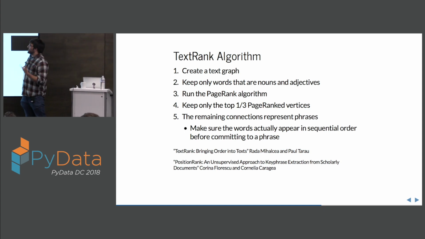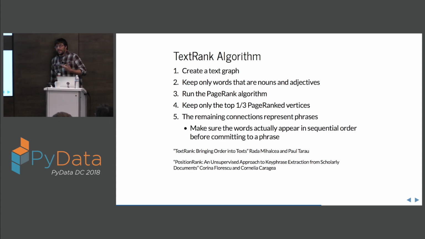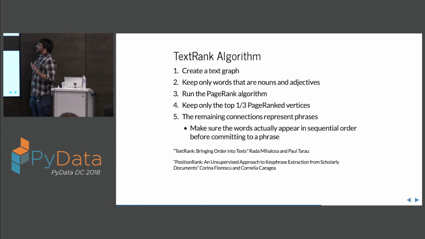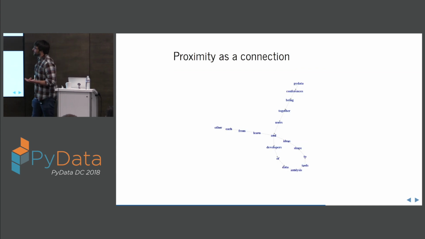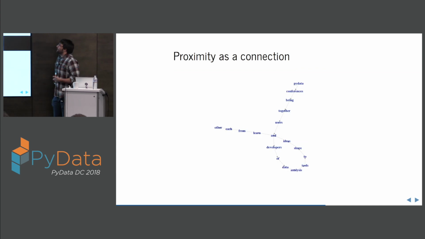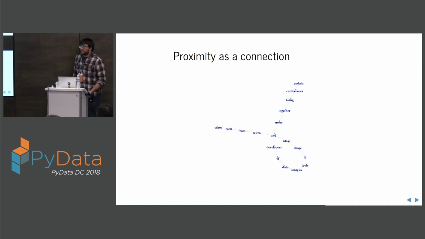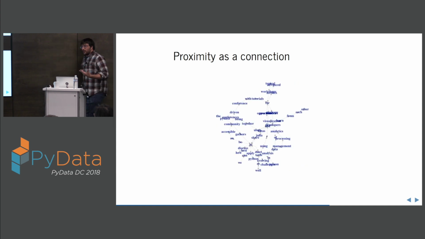We're going to only keep the words that are nouns and adjectives. We're going to run a PageRank algorithm on that text graph, and then we're only going to keep the top third page-ranked vertices. If two words are still connected after this, that's going to be considered a key phrase, and we're going to pull that out. This is the TextRank algorithm. This is an example of the first sentence in the PyData page, and this is how you would form the graph. Now let's look at what it looks like when you have all the text from this PyData page. This would be the equivalent of the full text graph for PyData.